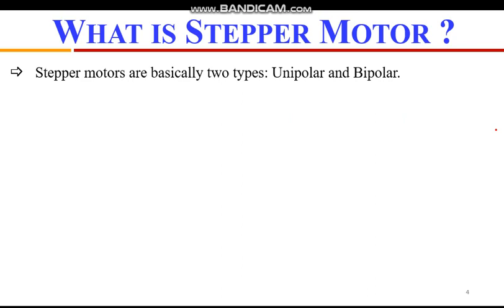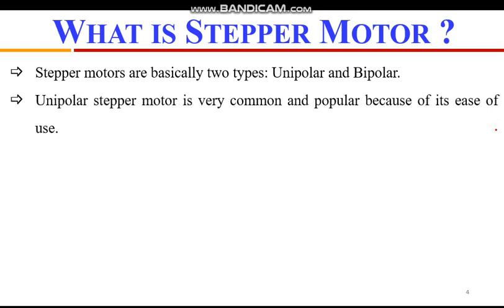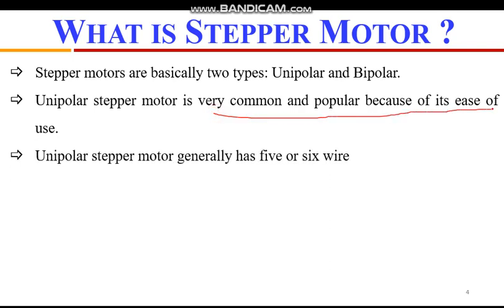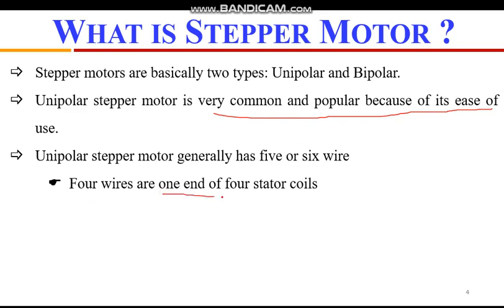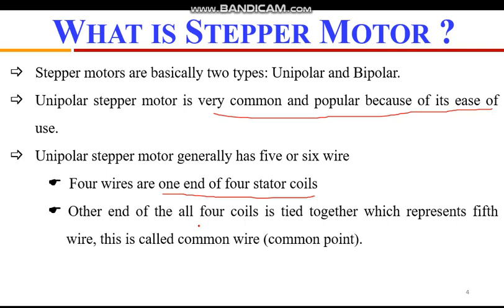The motors are of two types, unipolar motor and bipolar motor. The unipolar stepper motor is very common, popular because of its easy use. This motor has generally 5 or 6 wires, out of which 4 wires are one end of 4 stators, other end of each coil. That means other end of these 4 coils is tied together, and that will be a fifth wire called as common wire or common point.